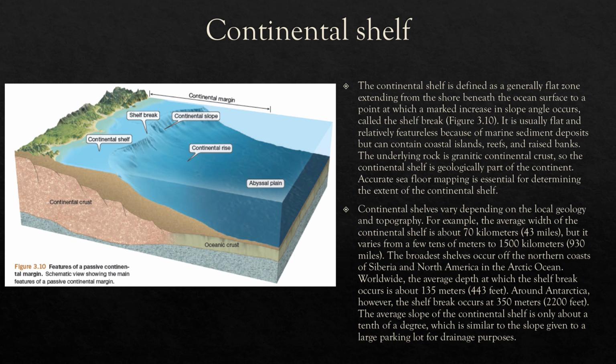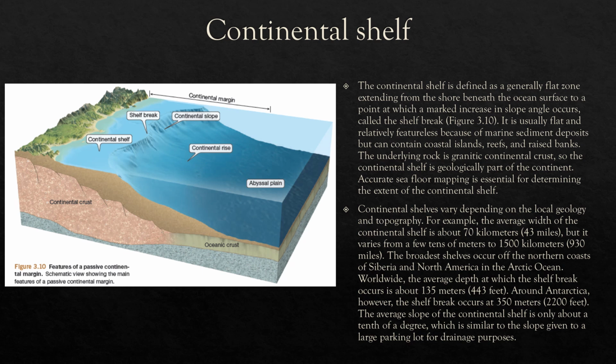So it is usually a flat and relatively featureless area because of marine sediment deposits, and it can contain coastal islands, reefs, and raised banks. The underlying rock is granitic in nature, which is granitic continental crust. So the continental shelf is geologically part of the continent, and accurate seafloor mapping is essential for determining the extent of the continental shelf, because how long it is, how far it extends from the continent into the ocean.